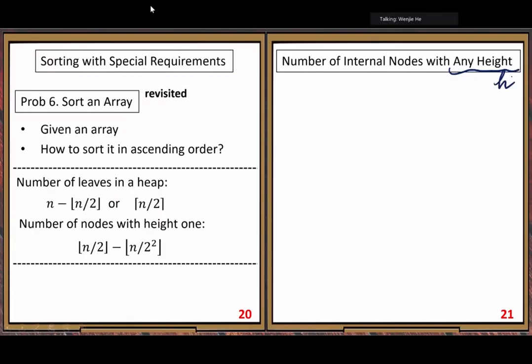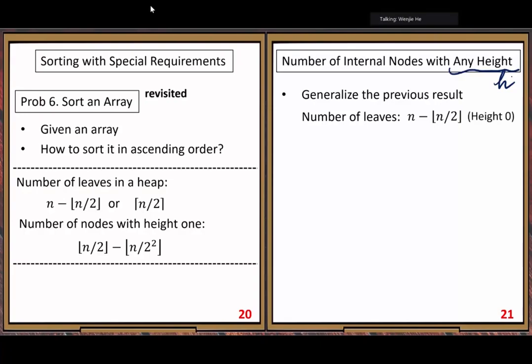General formula. Our last formula for estimation of the building cost. Generalize the previous result. All right, so let's do a summary. Number of leaves: n minus floor of n/2.